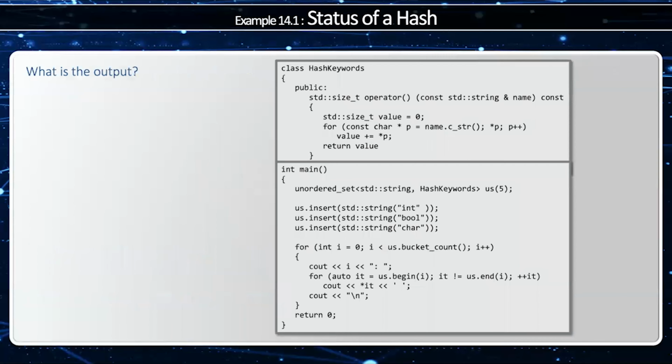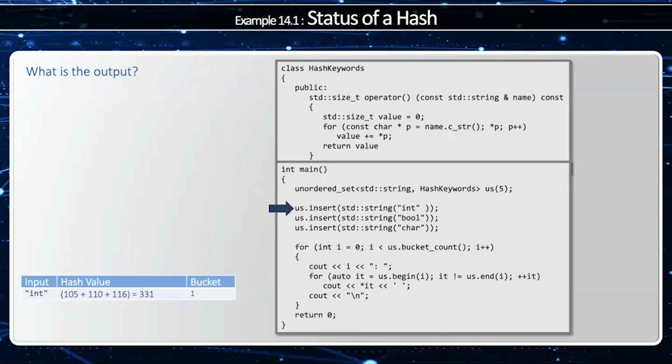To see how this works, take a look at this example. Here we have a hash function which sums the values of each letter in a string. I will first insert int into my hash table. So what bucket is this going to go in? Well, the ASCII value of I is 105, and N is 110, and T is 116. 105 plus 110 plus 116 is 331.